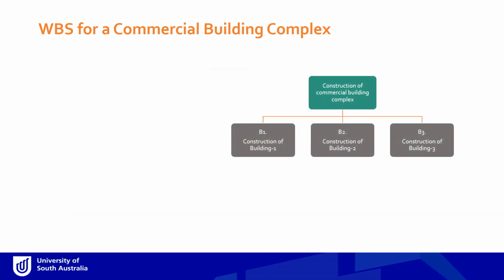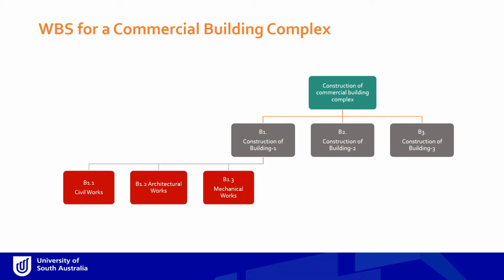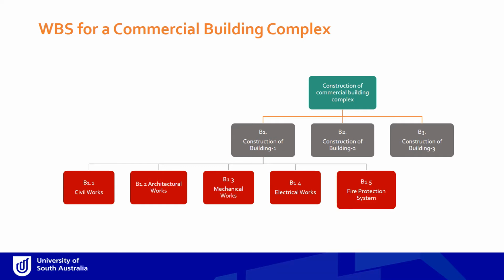Now let's look at a rough breakdown of the work associated with Building 1. We've got civil works, architectural works, mechanical works, electrical works, etc., all the way to the end. Note that in each of these subcategories, each one has a unique identifier. Civil works is B1.1, mechanical works is B1.3. As they fall under Building 1, they take on the sub-numbering for that building.